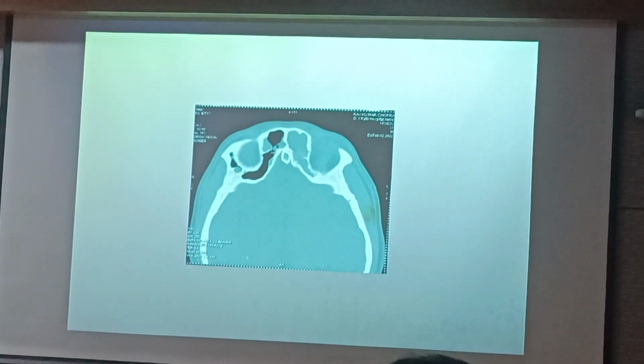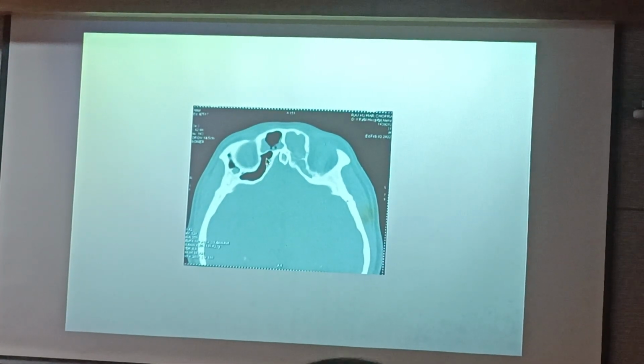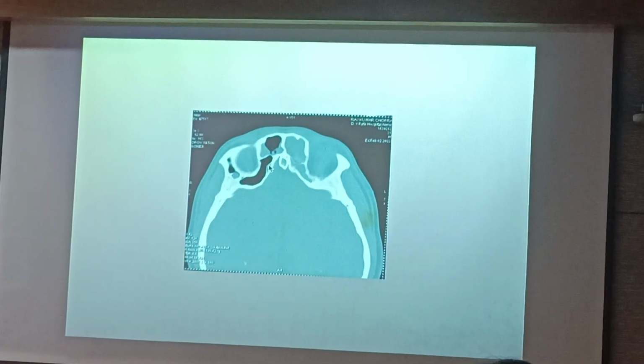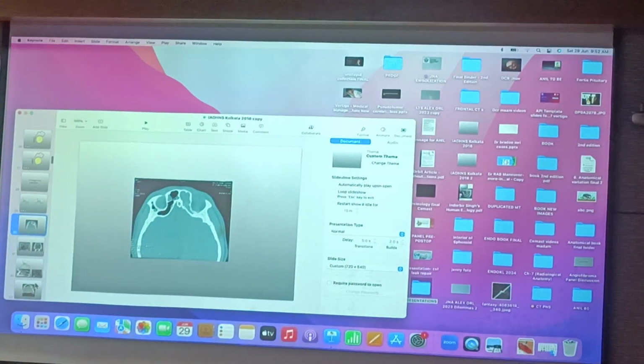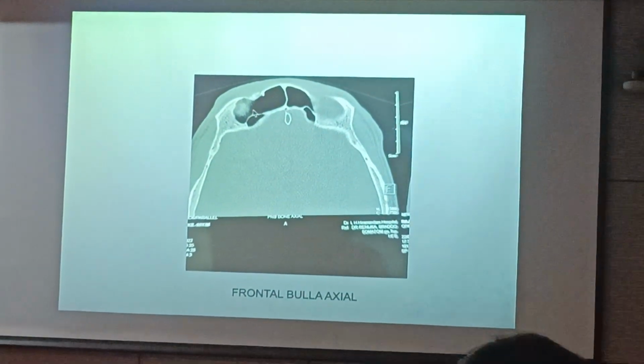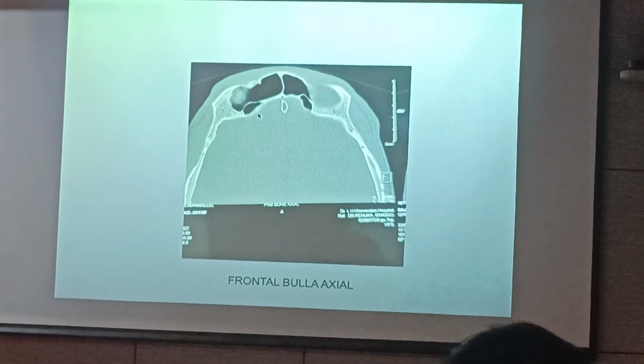Can you see this? This is the frontal sinus, and this cell is lying outside. There's a partition, and then it's beyond the frontal sinus. That's a supraorbital cell. Whereas, if you see, this is a cell lying within the frontal sinus. So is that clear?